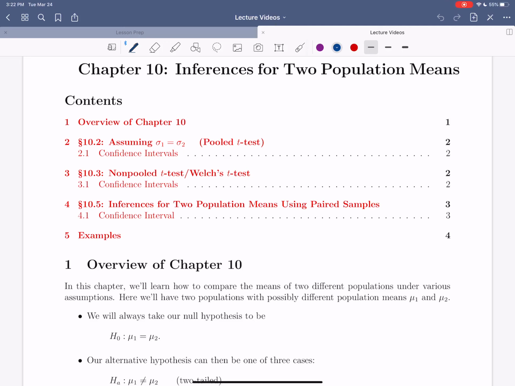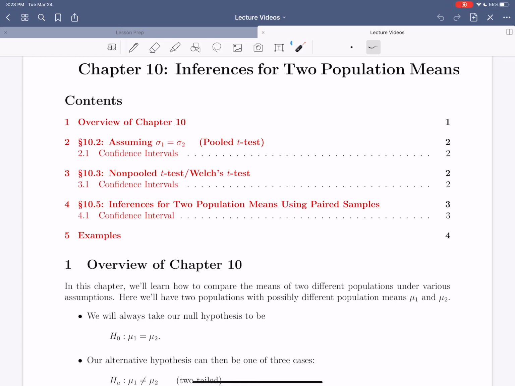Alright everyone, so we're ready to move on to chapter 10. This is our first material after break. What we're going to do is I'm going to do a few videos here over chapter 10. The first one is I just want to give you the kind of overview of what we're going to do. And then we'll actually go through and work some examples.